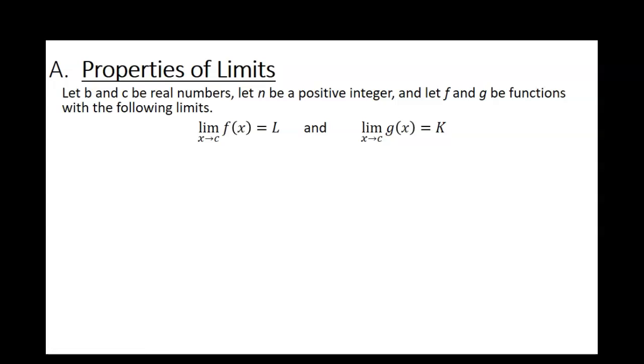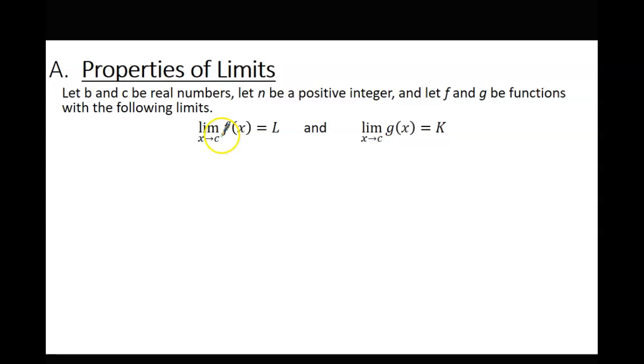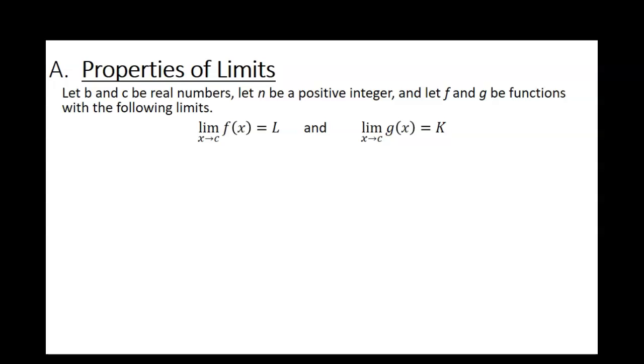So here are the properties that we're going to look at. I'm going to bring them up one at a time. It says let b and c be real numbers, so x is approaching some number c. Let n be a positive integer. We don't have any n's up here yet, but we will. So b and c are just any numbers, n is an integer, f and g are functions, and then we have our limits of L and K. So let's go ahead and see what our properties are.